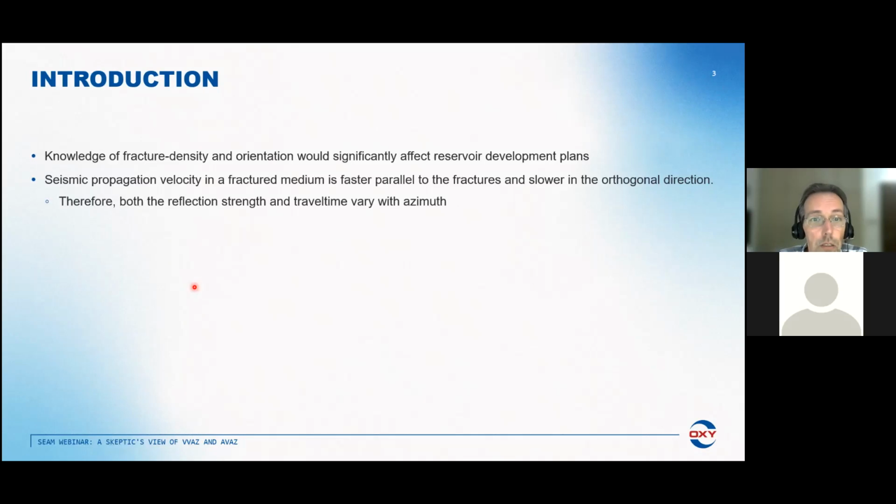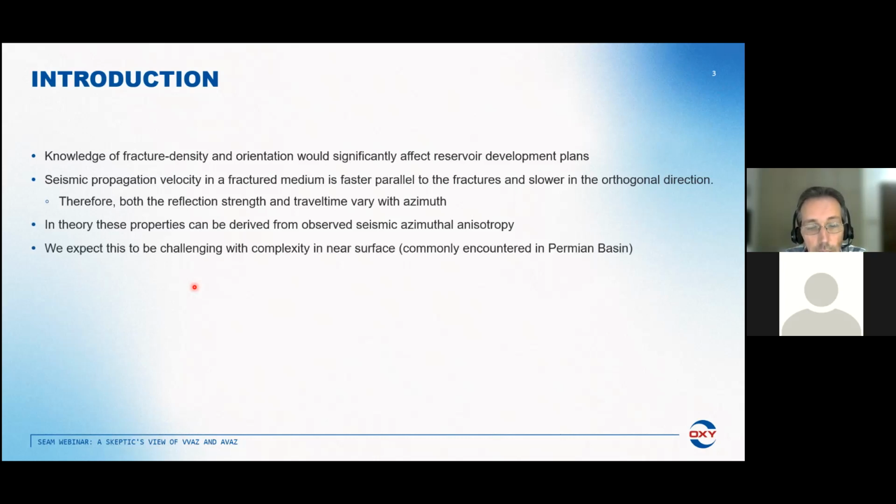As a consequence of this, both the reflection strength and the travel time should vary with azimuth. And in theory, these properties can be derived from seismic, in particular seismic azimuthal anisotropy. We do expect this to be challenging with complexity in the near surface, something that is commonly encountered in the Permian Basin as one example. We also have it in Oman, and there are plenty of other places.